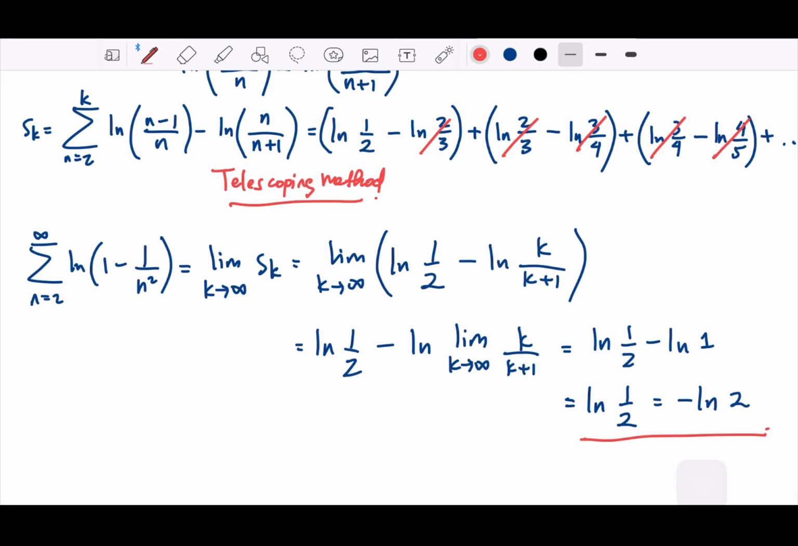I think I have given you some examples, but that's a pretty simple example of telescoping. But this is one more difficult question related to the telescoping method. Okay. Any questions from here or maybe from the previous one? Do you have any confusion?